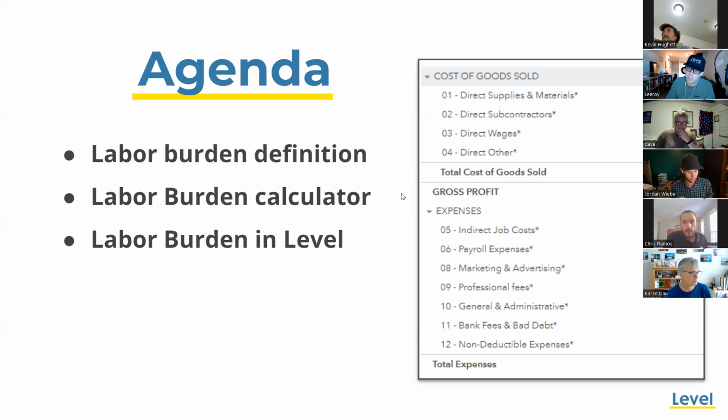Does anyone know what this is on the right? Your P&L? Yeah. What's unique about this P&L? Yeah, it's your chart of accounts. Yeah, there you go. Management accounts. Okay, I got a question. What's with the asterisk on all of them? I've wondered that ever since they were set up.